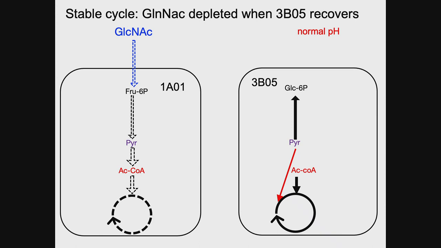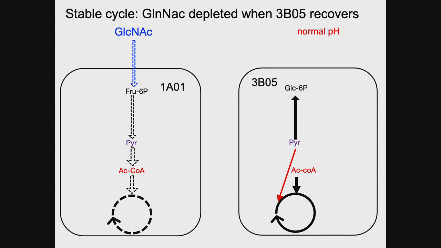When GlucNAc is resupplied, 101 cannot grow because it's depleted. I mean, many of its metabolites are depleted. So there's a long lag, right? And when GlucNAc comes in, it still processes the pyruvate, gets the energy, and it gets 3BO5 to grow, but then it takes a while for itself to recover before it can grow again. So the picture basically explains all of the features we've seen.